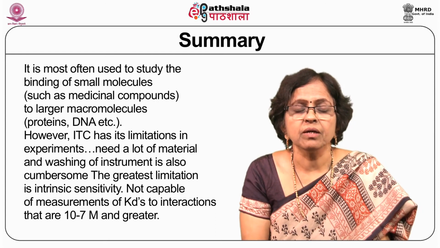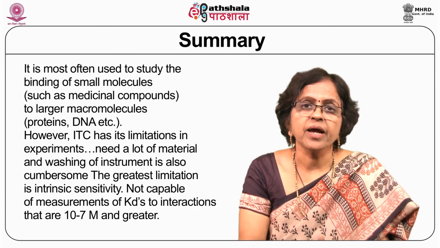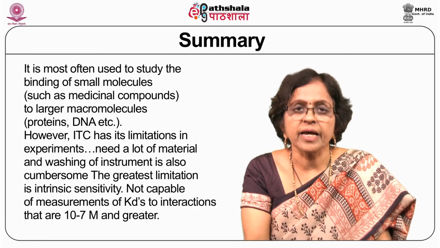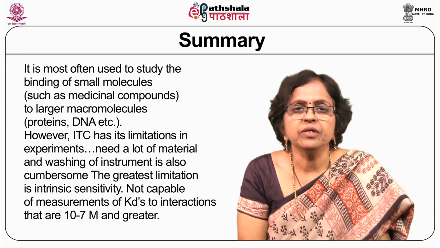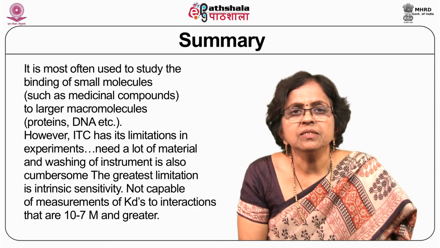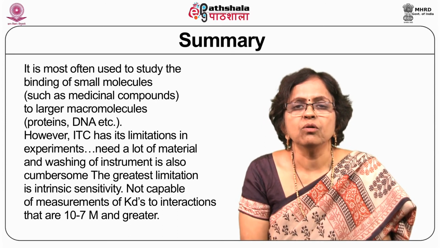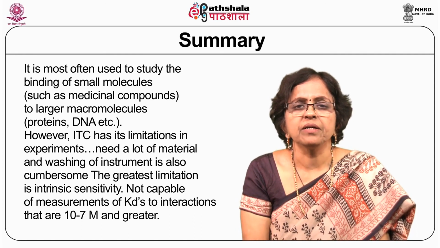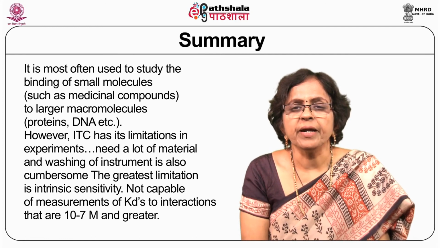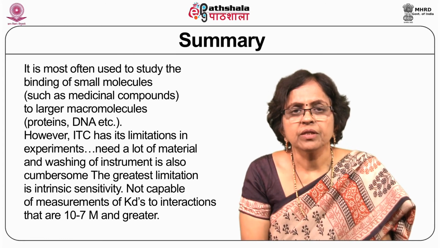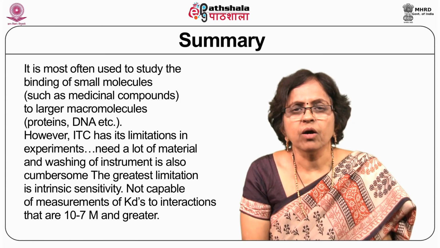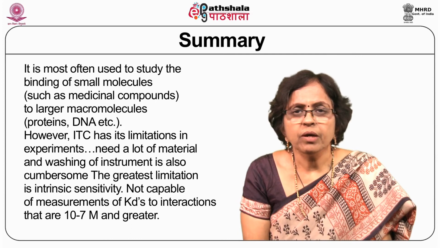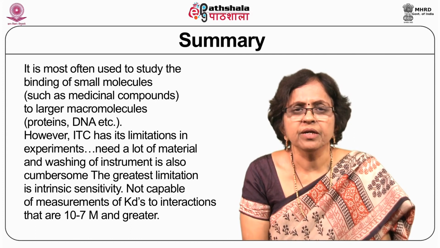So when you determine the K of the same reaction by two techniques, ITC is always preferred because it is a direct measurement. That is a very good thing about ITC. Then you can use it to identify whether a reaction is entropically driven or enthalpically driven. It is also used for binding of small molecules, any drug or small metal ion or other ligand, to any macromolecule, such as a protein or a DNA.